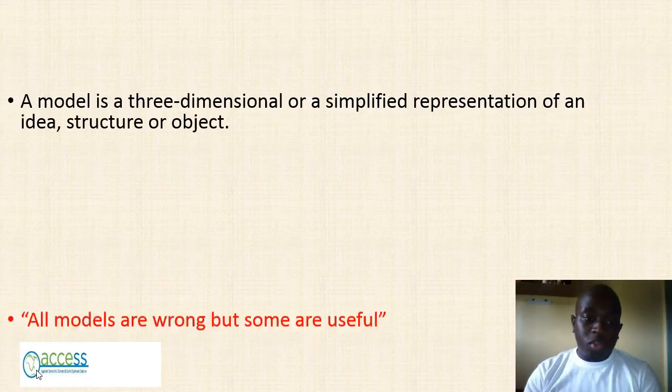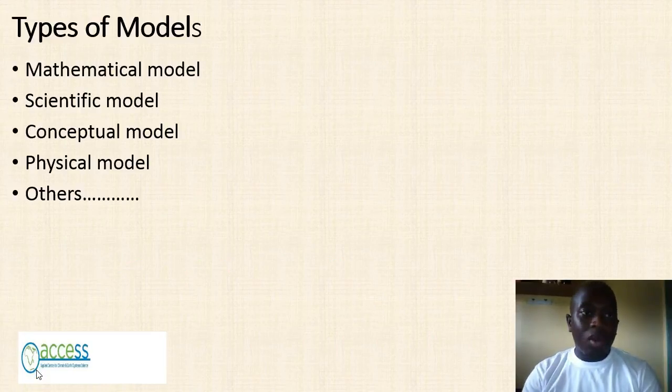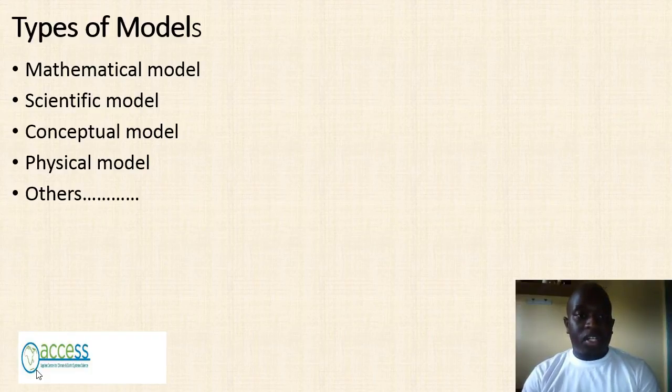But there's something which you must keep in mind. All models are wrong, but some are useful. This statement I will elaborate on later. So just bear in mind that all models are wrong, but some are useful. Now let's look at the types of model. We have the mathematical model, scientific model, conceptual model, physical, and other models.